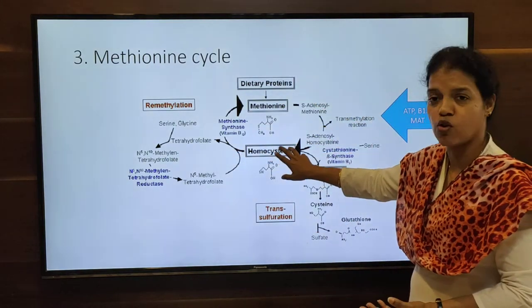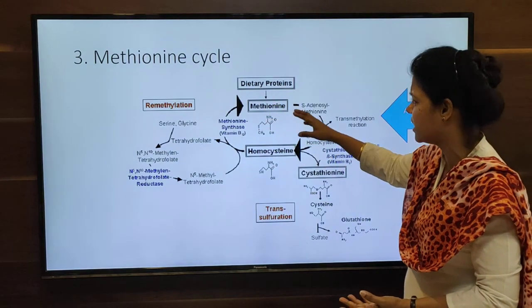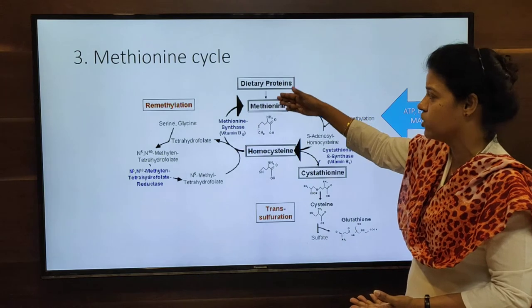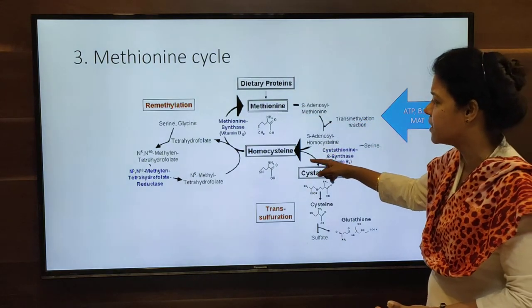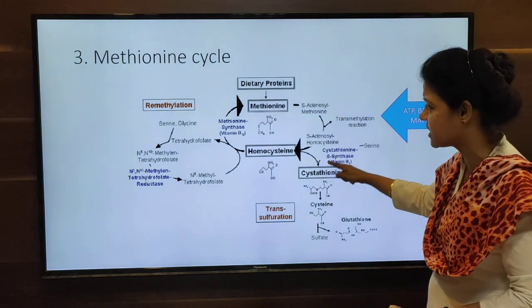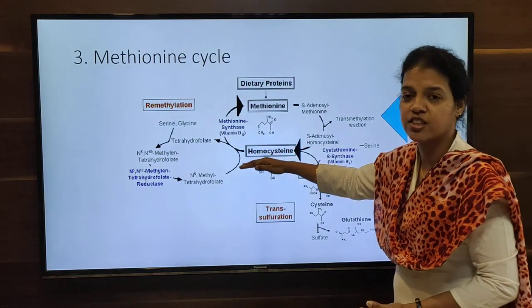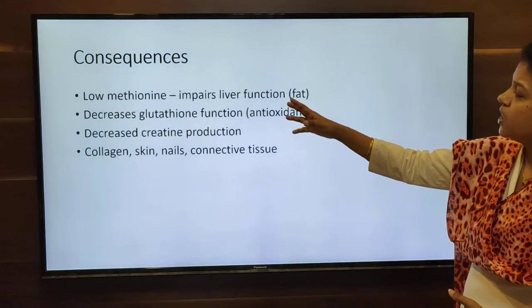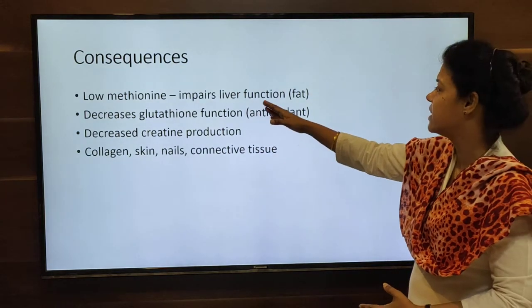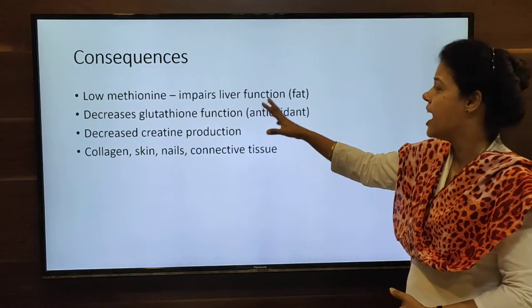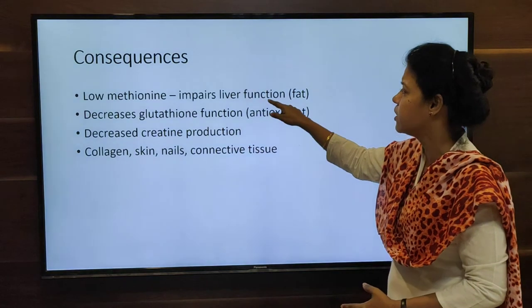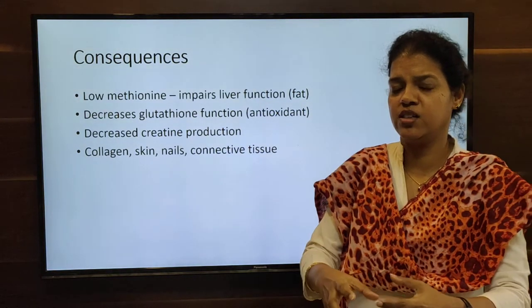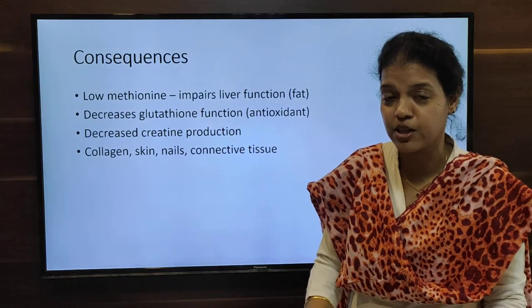It is not good for homocysteine, it's not good for methionine, although one might argue there is enough dietary protein which is going to keep this cycle on. But for the entire cycle to be continued, if folate is not there, there is going to be a break, and that's not good for health. So low levels of methionine impair the liver function, and this is basically because of fat. I said it alters carbohydrate, protein, and fat metabolism.